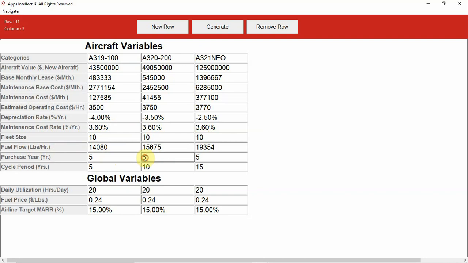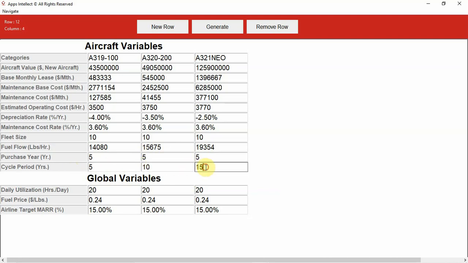Purchase year, in this scenario, as we have looked into, is when the airline would purchase the leased aircraft after 5 years. First 5 years they will lease it, and then after 5 years they will purchase it, and at the end of the 10 years they will sell these aircraft to generate a profit. So these are the cycle periods.